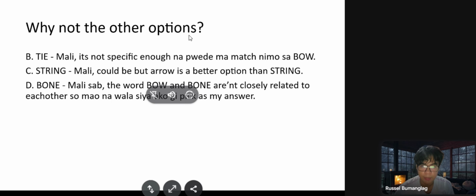B. Tie. Wrong. It's not specific enough to match with bow. C. String. Wrong. Could be, but arrow is a better option than string. The string is like a part of the bow. And D. Bone. Wrong too. The words bow and bone aren't closely related to each other. So I did not pick it as my answer.